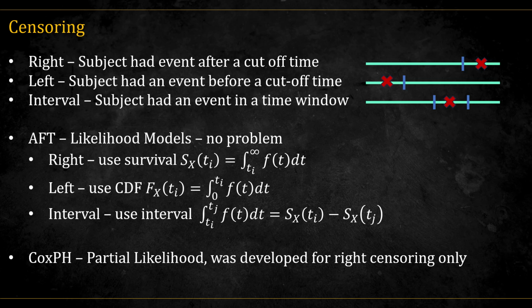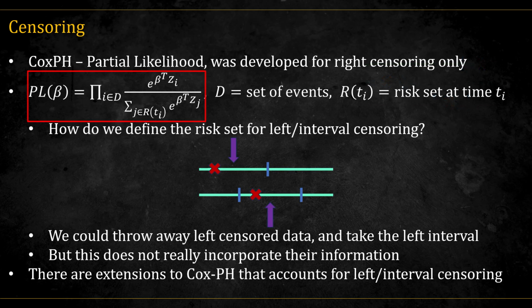CoxPH, however, uses the partial likelihood, which was developed for right censoring only. Here you can see the definition of the partial likelihood. It relies on taking the risk set, that is the number of subjects who still didn't experience the event by a certain time. But how do we define the risk set for left or interval censoring? We could throw away left censored data, and take the left end of the interval for interval censoring and treat it as right censoring. But this does not really incorporate the information given by these observations. I should note that there are extensions to the CoxPH which do account for left and interval censoring, but they are not as widely used as the original CoxPH.